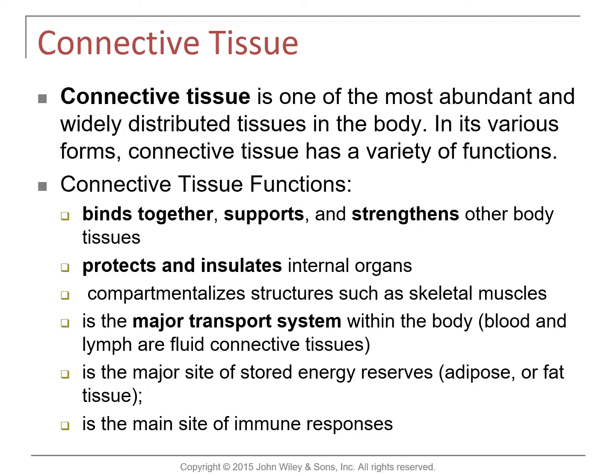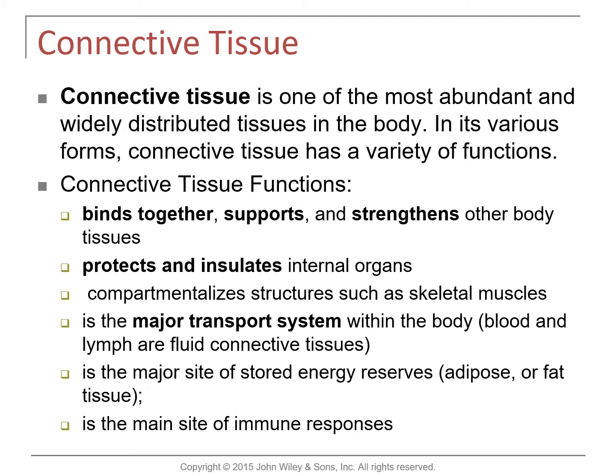Connective tissue protects and insulates. Think of bone connective tissue for protection or adipose connective tissue for insulation. Connective tissue compartmentalizes structures and organizes and separates, such as the connective tissues found within skeletal muscle organs. Connective tissues also form the major transport systems within the body. So blood and lymph are fluid connective tissues.